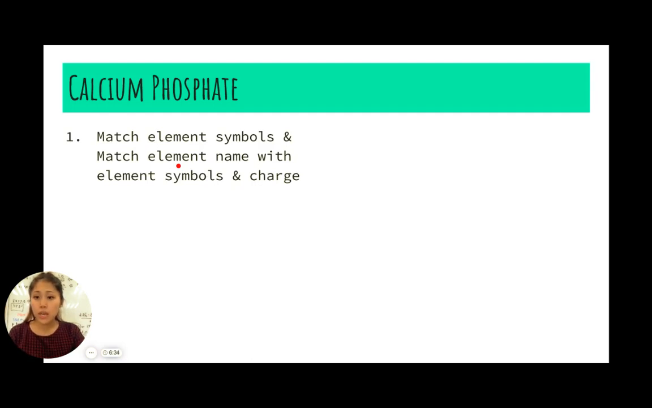We're going to look at the first example that consists of calcium phosphate. So for calcium phosphate, we note that calcium is the element Ca, and phosphate ends in "ate," so phosphate is a polyatomic ion. Calcium and phosphate are both fixed charges.